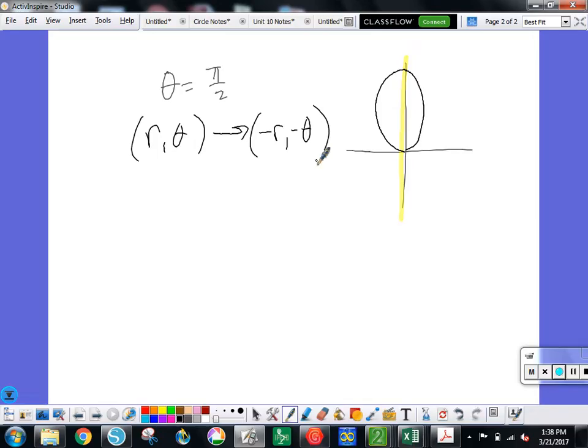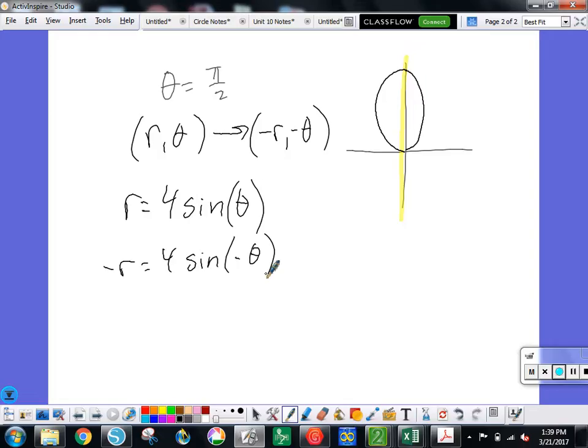Yes, sir. So, for our last example, we had this formula. Correct? Let's see if it is symmetrical about theta being pi halves, or in our way of thinking about it, the y-axis. Okay? So with that being the case, I'm going to replace r with negative r, and theta with negative theta.